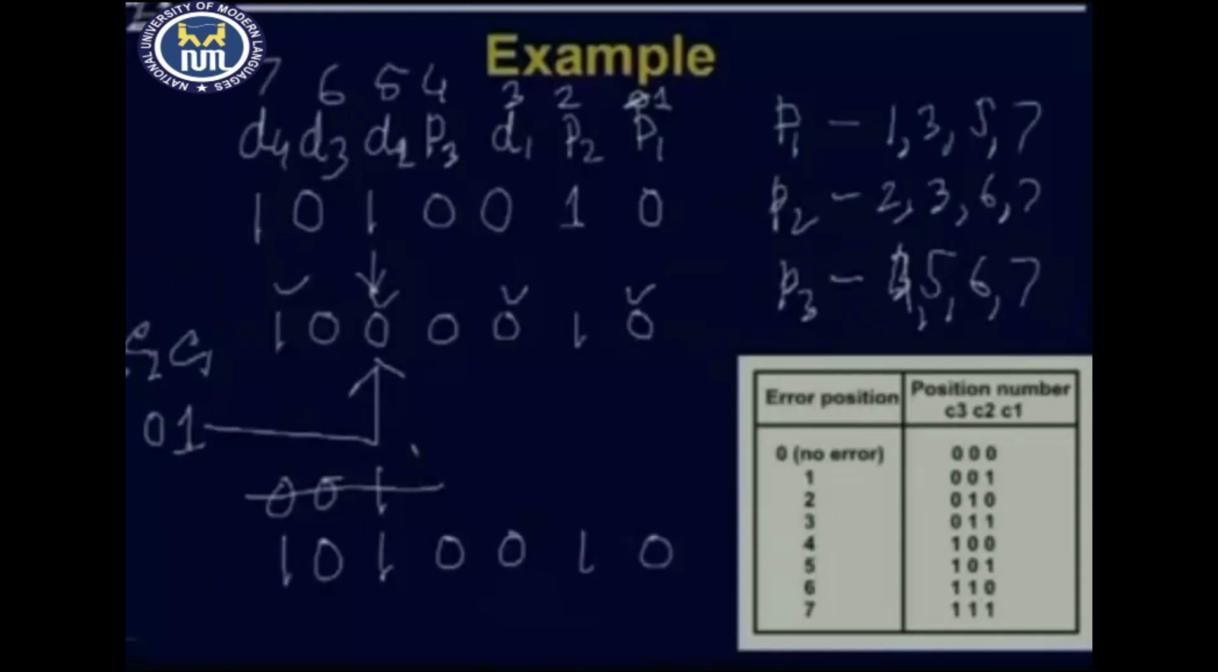So we see that with this simple example, we illustrated how we can correct the data using Hamming code. This is called the Hamming code scheme, and this is how we do the correction at the receiving end.